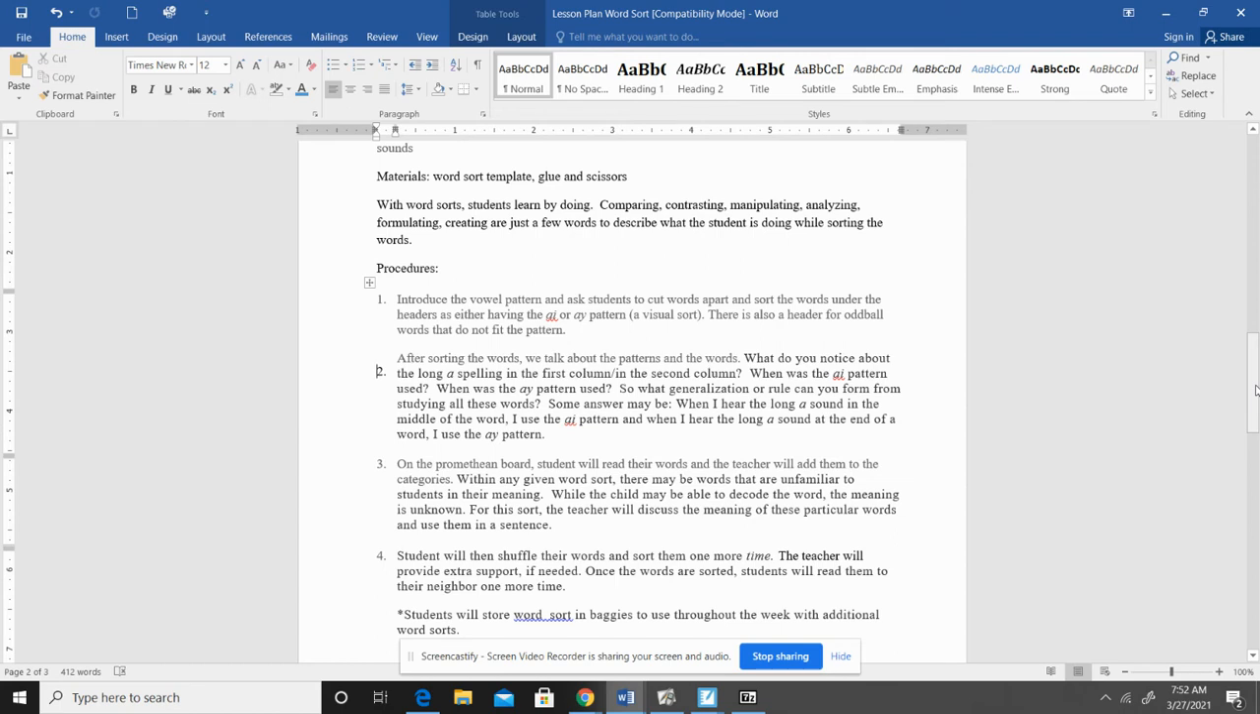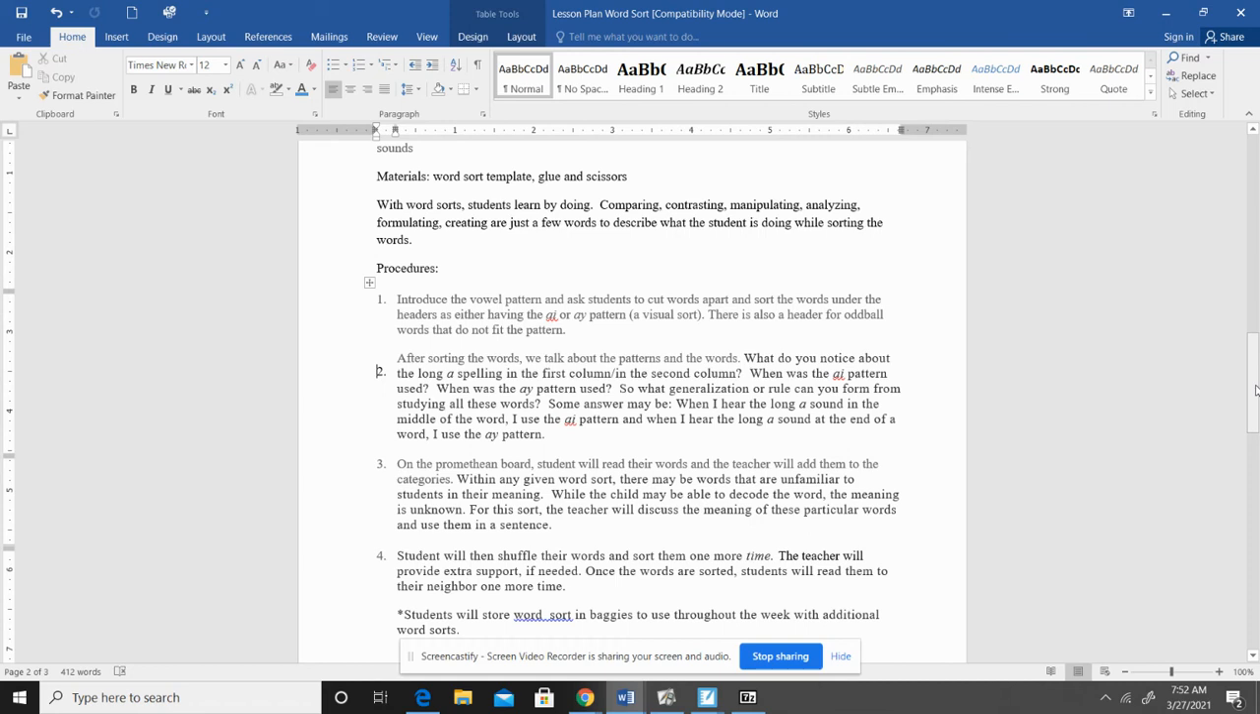Some students may not know at this point what the words mean. For example, the word grain, they may not know what that means, so I might have a visual to show them. We'll talk about the meaning, I'll use it in a sentence, and I'll do this with any of the words. Braid was one that came up when I did the sort. Some of them didn't know what that was. So we talk about the meanings and we use them in sentences.